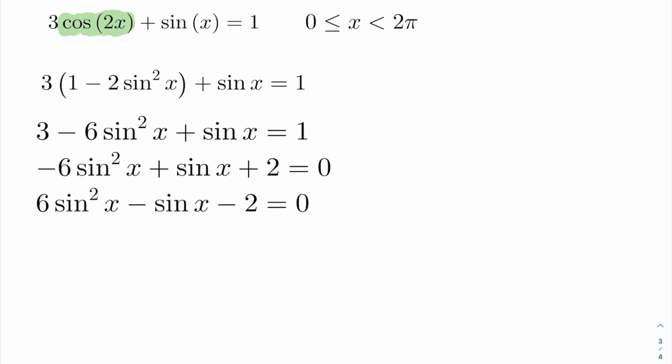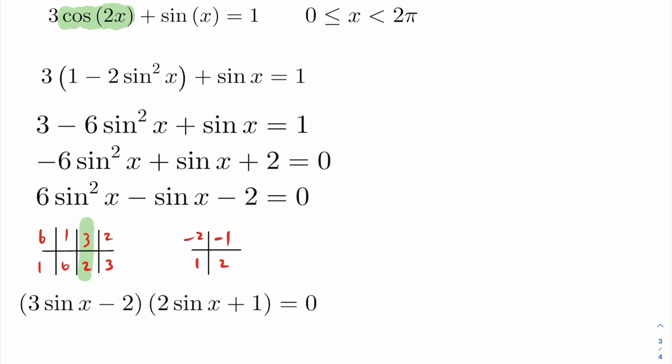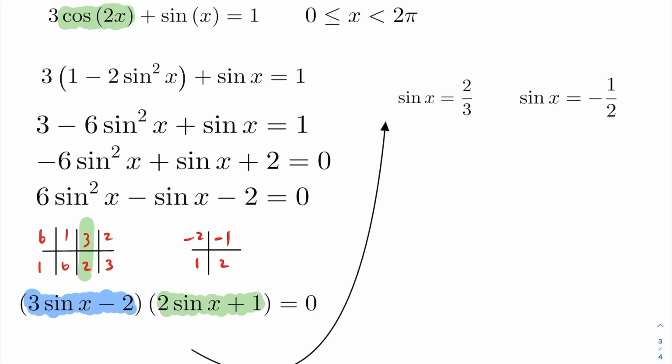Let's go ahead and factor this. So going ahead and doing our charting or decomposition, whatever you like, I end up getting 3 sine x minus 2 times 2 sine x plus 1. So the only way that's going to be 0 is either the 3 sine x minus 2 is 0, or the 2 sine x plus 1 is 0. This implies sine of x is 2/3, or the sine of x is minus 1/2.